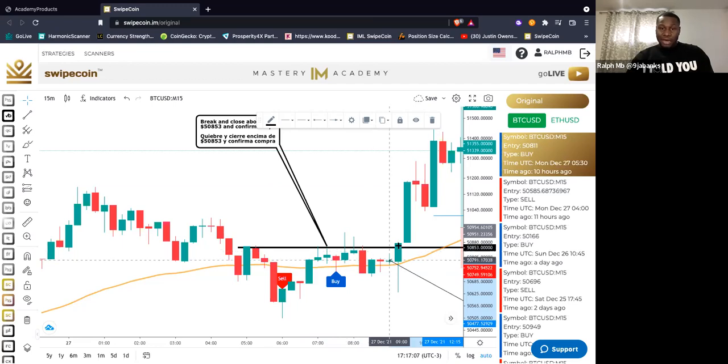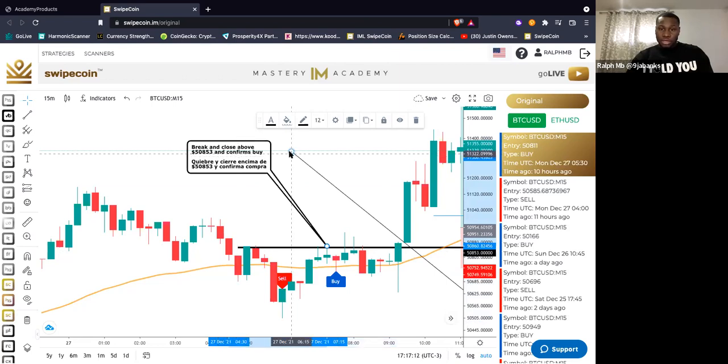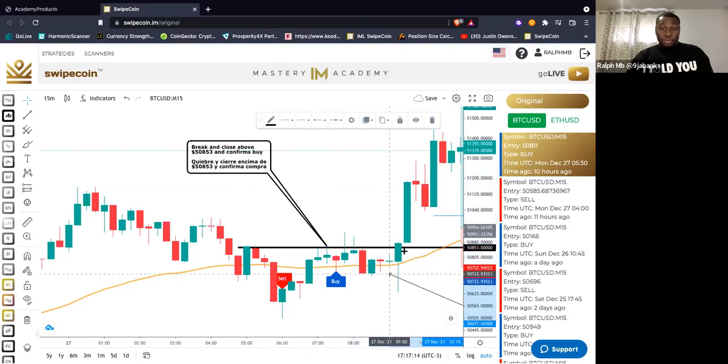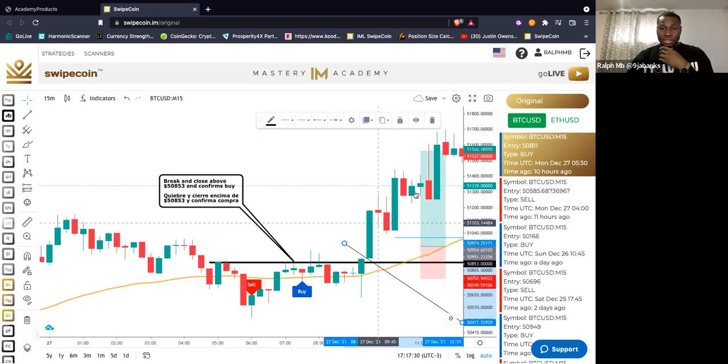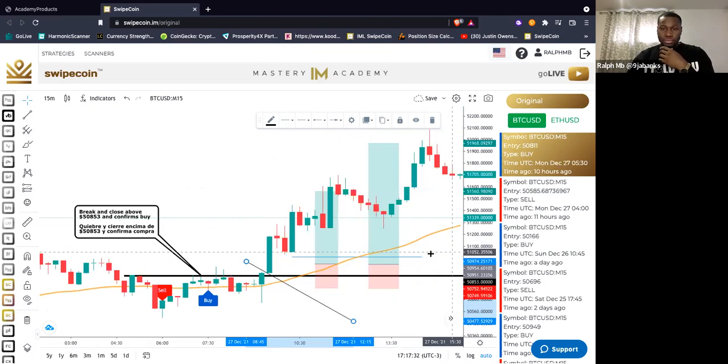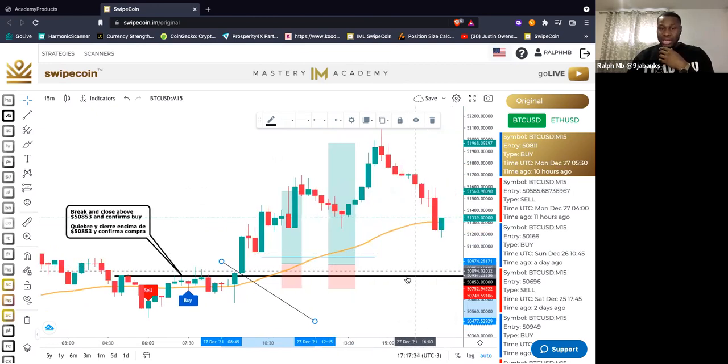And what happens now when they tell us to break and close above a certain price? It just means we're waiting for it to break. And now this new resistance is going to become a newfound area of support. So this resistance becomes a newfound area of support. So if it now comes back to that same area and we hold at this area, that's going to be that support.